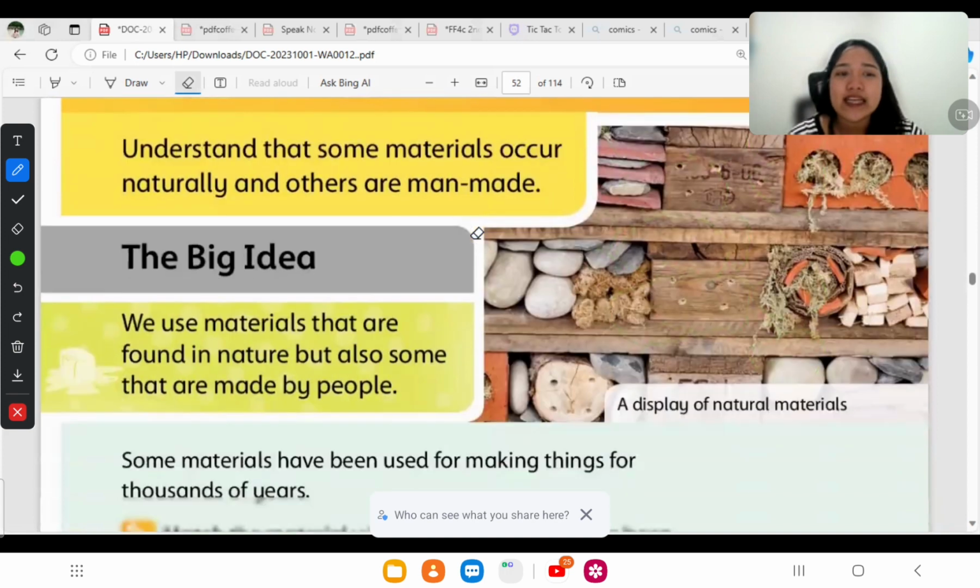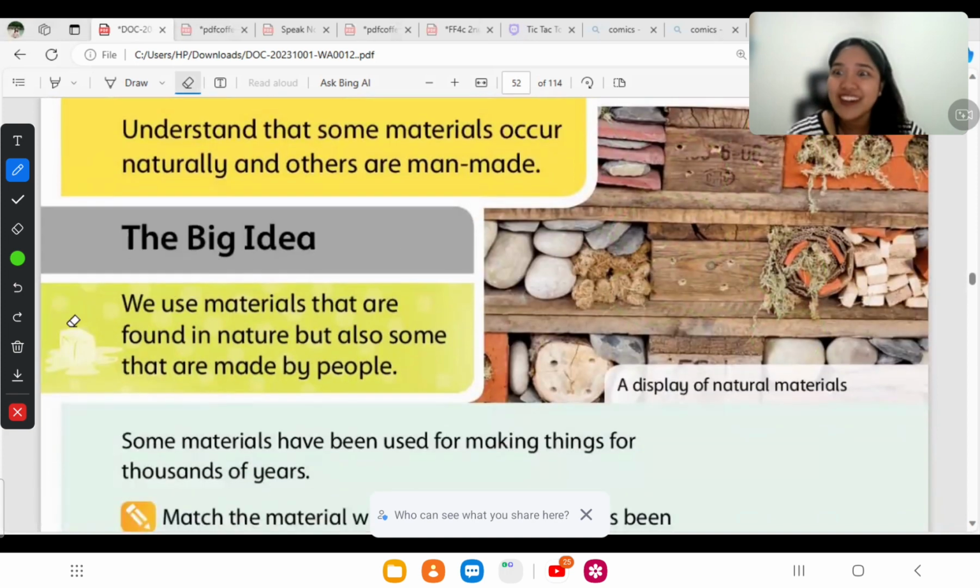So our big idea, oh, my head. What happened? I think the paper fell on the floor.